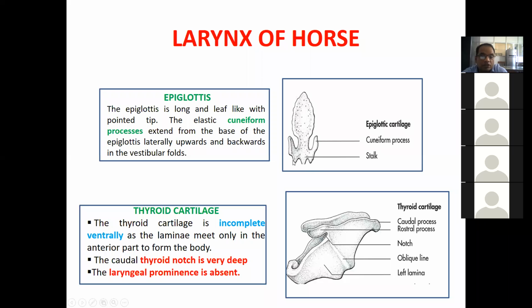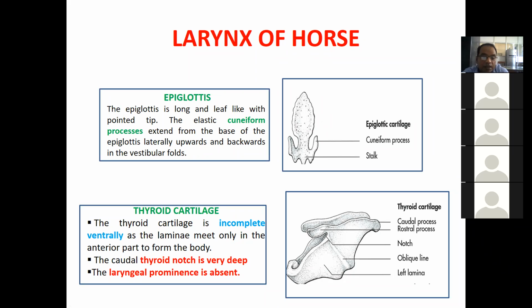I told you this is the base of the epiglottis, and it goes laterally upward and backward towards the vestibular fold. So this is the cuneiform process that is situated near the base of the epiglottis. Another is the thyroid cartilage. In the case of the horse, it is incomplete.